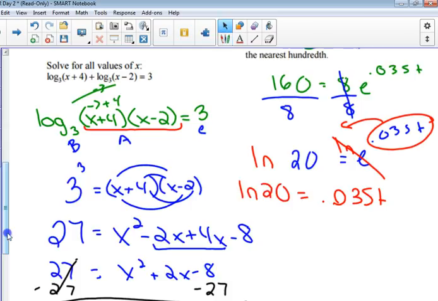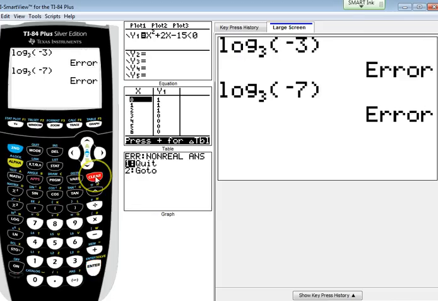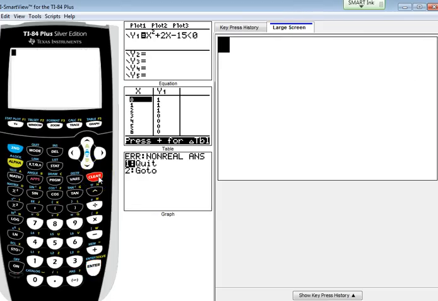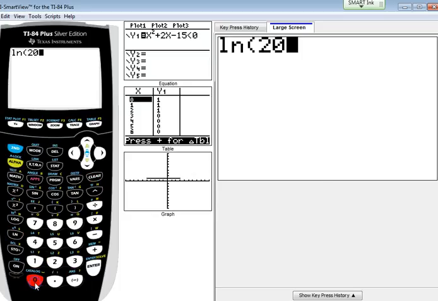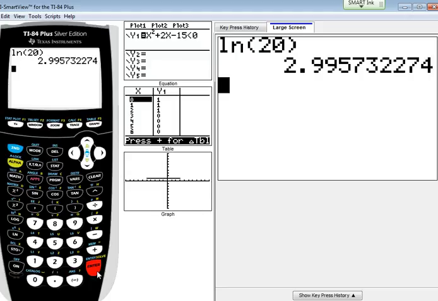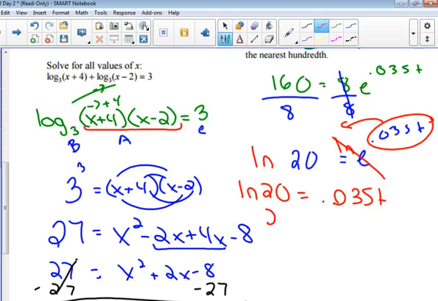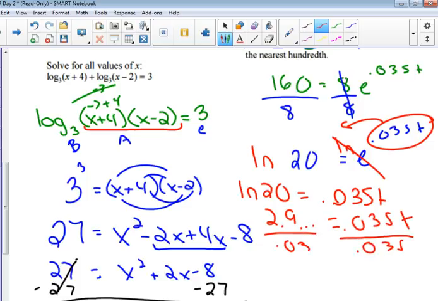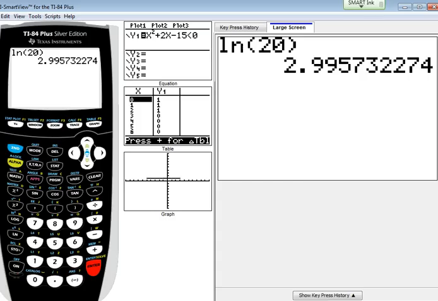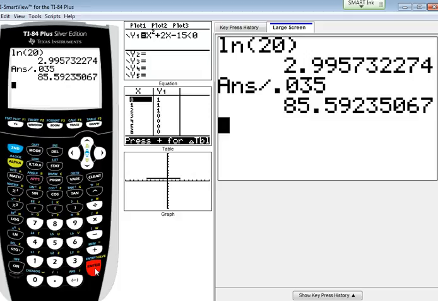Alright, so now we just need to solve this. On our calculators, the ln button is on the left side. The ln and the e are kind of the same button. So the ln of 20 is 2.9, and that equals 0.035t. In the last step, just divide by that 0.035. We want the nearest hundredths here, so it's 2 decimal spots, so we should get 85.5.